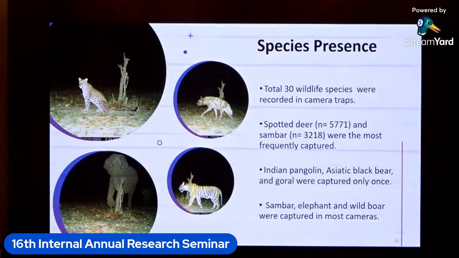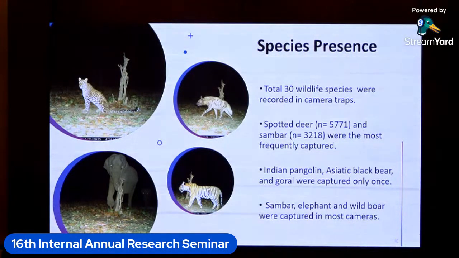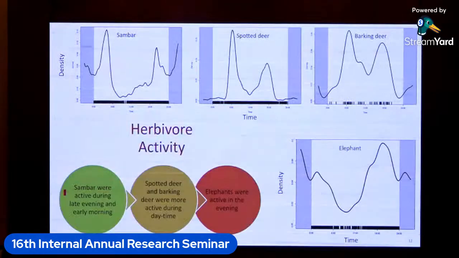We got a total of 30 wildlife species in the camera traps, and spotted deer was the most frequently captured species, followed by sambar. Some species were captured only once, which were Indian pangolin, Asiatic tiger, and goral. Sambar, elephant, and wild boar were captured in most of the cameras.